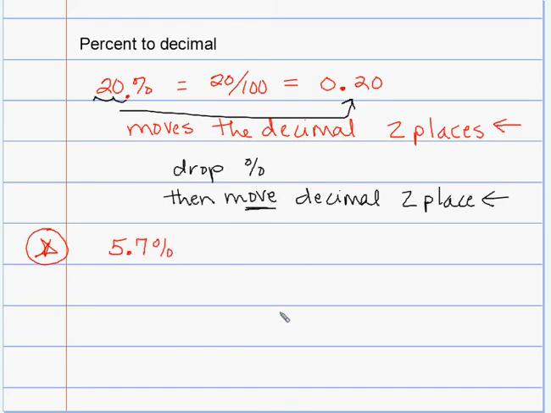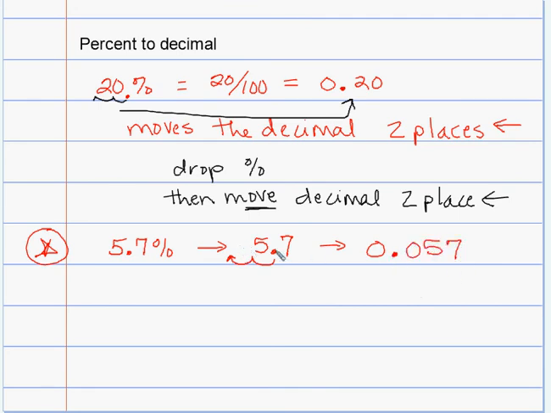Okay, if you have like 5.7%, you still have to go through this process. You have to drop the percent sign. Okay, now you did that, right? That does not mean that you are done. All you did was drop the percent sign. You still need to move the decimal 2 places to the left. So you would end up with 1, 2 right here. So your answer then would be, I'm going to put a leading 0 because my decimal goes here. I need to fill in with a 0.